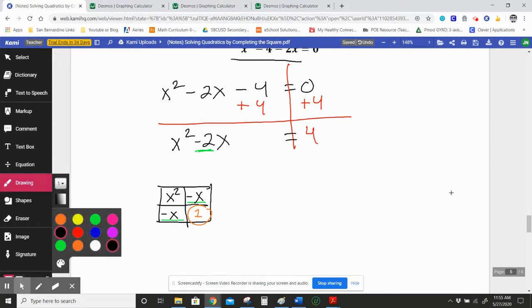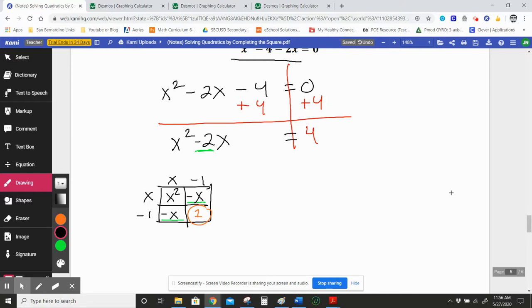When I factor the box, I basically have to take as much as I can from each row and each column. On the bottom, I can take out a negative 1. Here I can take out an x. In the first column, I can take out an x again, and here I can take out a negative 1. We have a perfect square, obviously, because we just completed the square.